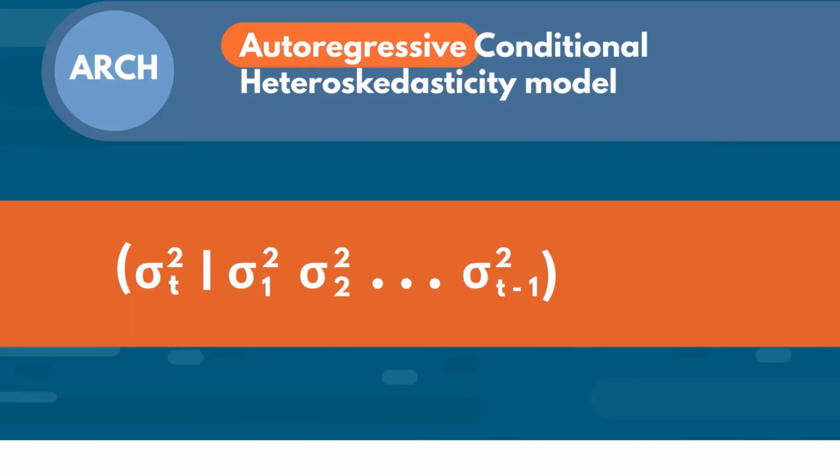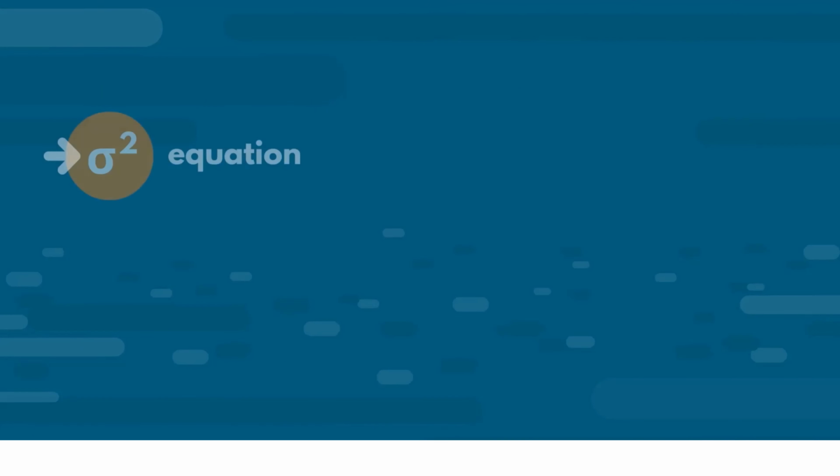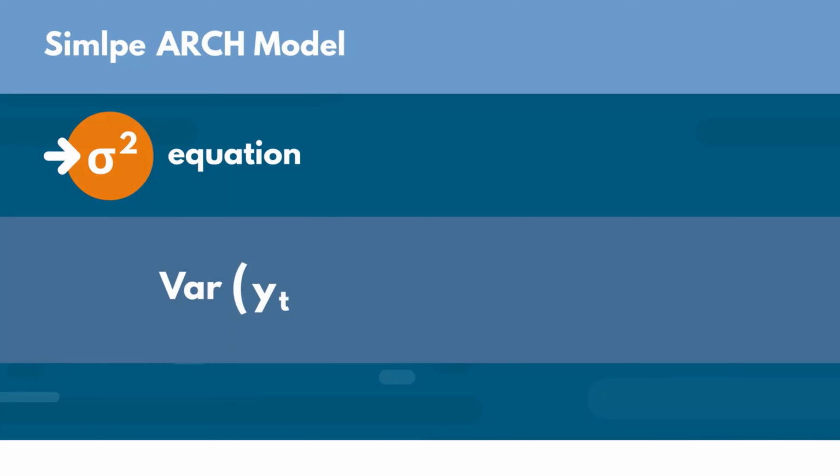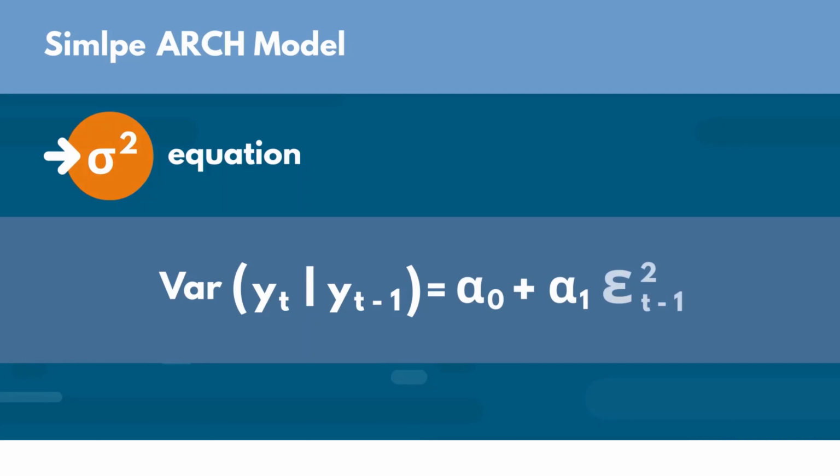I know it's challenging to imagine all this, so let's take a look at the variance equation for a simple ARCH(1) model. Okay, suppose we have a variable y, and we want to apply the simple ARCH model on it. Then the equation will read as follows. The variance of y in period t, dependent on y in period t minus 1, is equal to alpha null plus alpha 1 times epsilon in period t minus 1 squared.